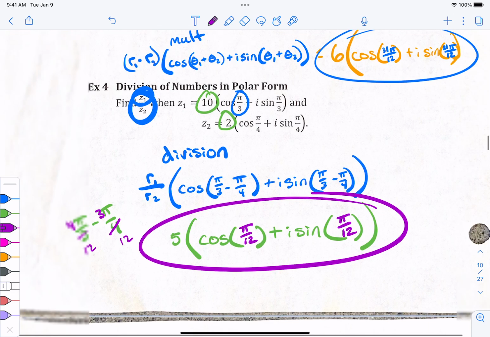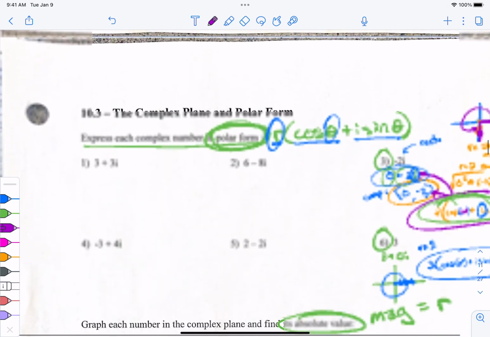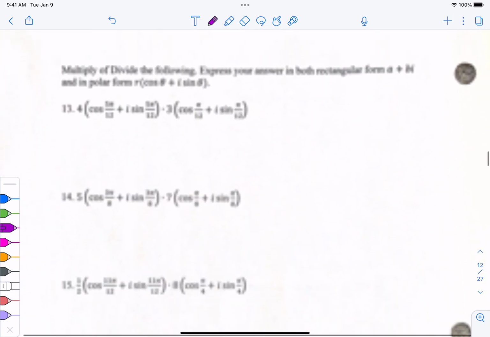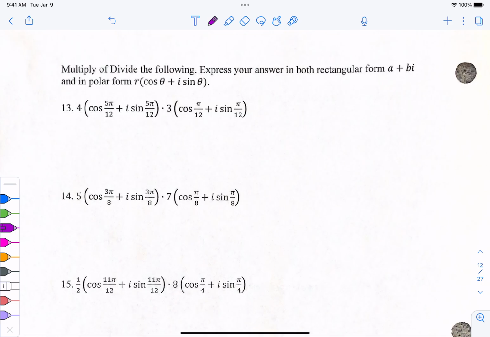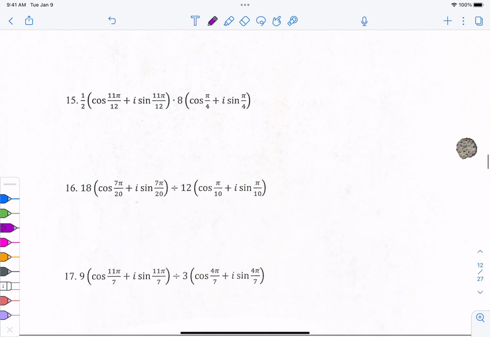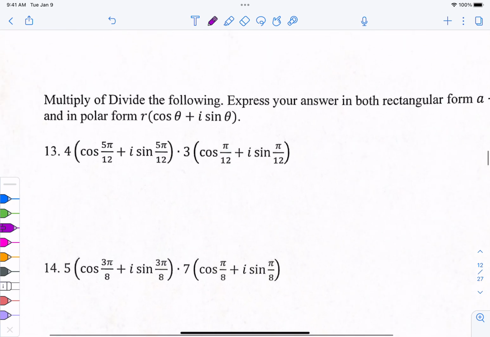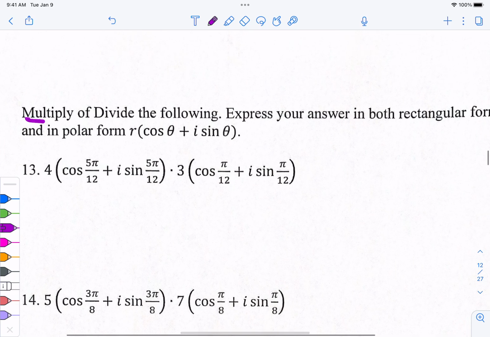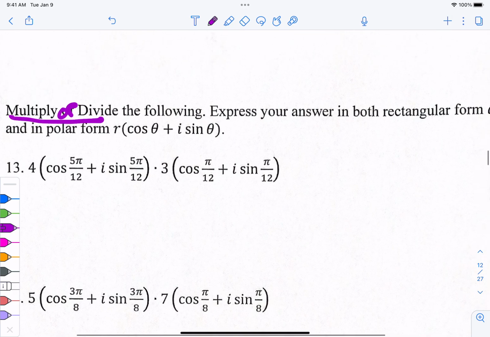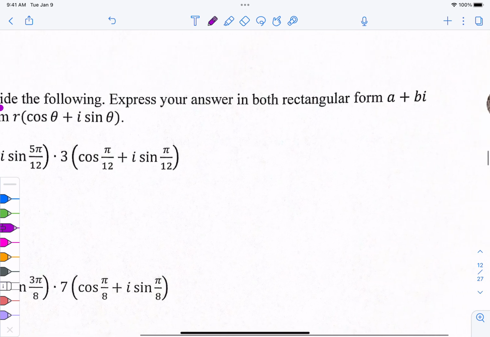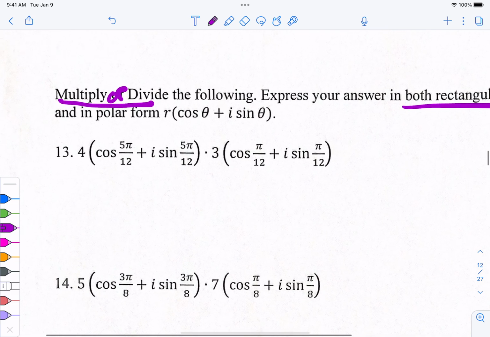That is the entire back page. Shall we go look at the entire back page? Sure. Okay, now, one more thing. Let's do one of these together because they do have an extra set of instructions on 13 through 17. So here we go. Let's do the first one together. It says multiply or, that should say or divide. So multiply or divide the following. Express your answer in both rectangular form and in polar form.